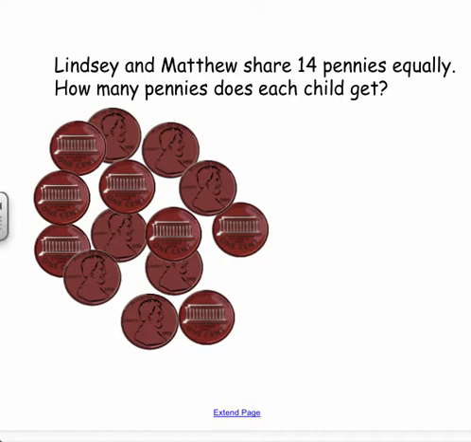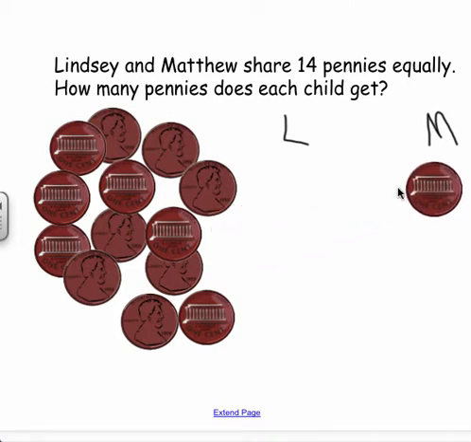Lindsay and Matthew share 14 pennies equally. How many pennies does each child get? I'm first going to draw an L for Lindsay and an M for Matthew. Next, I'm going to divide up the pennies between each person.